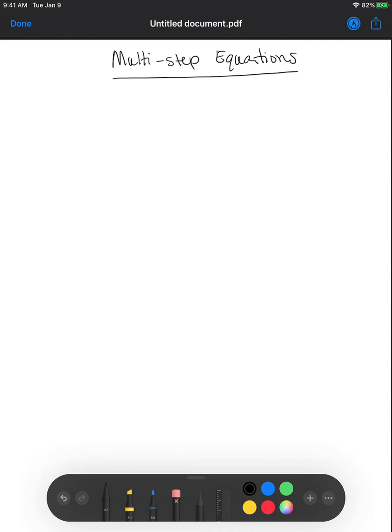Alright, so we're going to talk about multi-step equations and solving them. We're going to look at some things that we need to kind of remember from 7th grade. So let's talk about if we have an equation that looks like this.